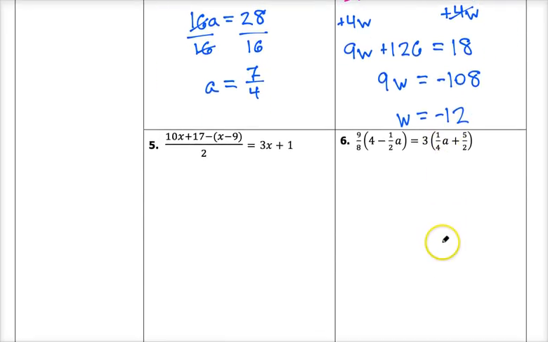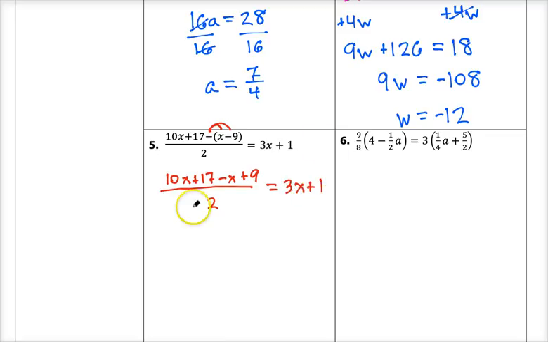Okay, number 5, in the numerator, I have 10x plus 17 minus the quantity x minus 9. I can distribute in the numerator, but be careful, we're not going to distribute the 17, we're going to distribute this negative sign here. This is essentially a negative 1. So we end up getting 10x plus 17 minus x, and then our sign changes on the 9 to a plus 9, all over 2 equals 3x plus 1.